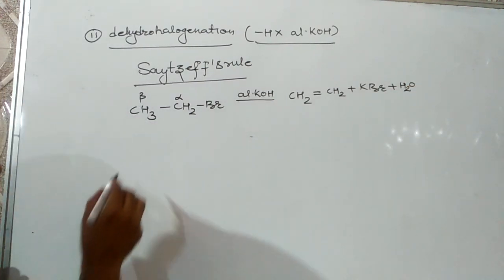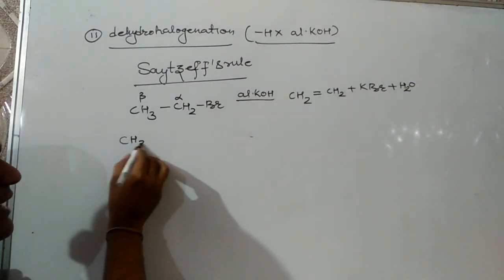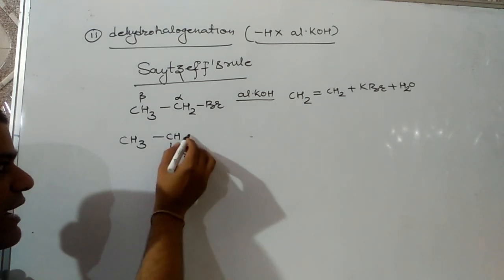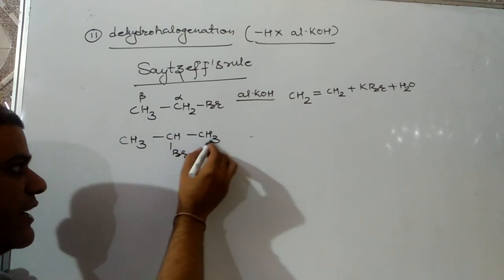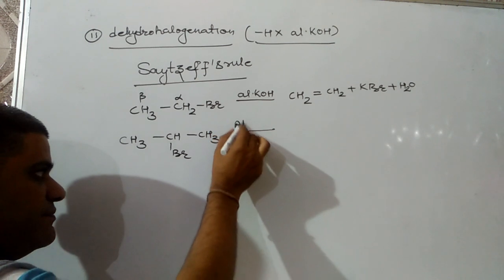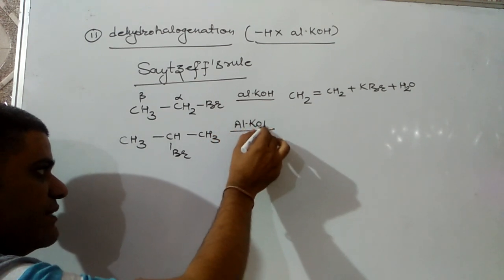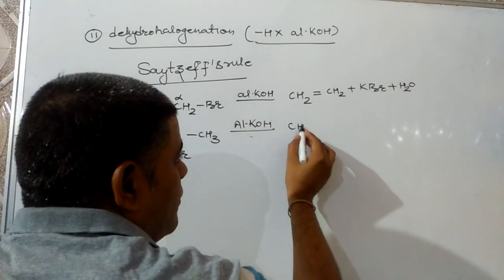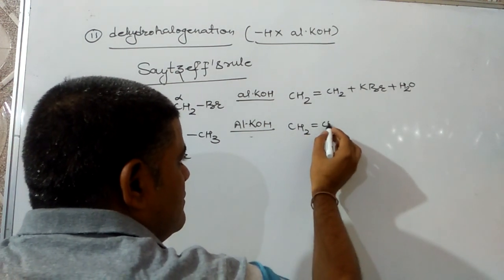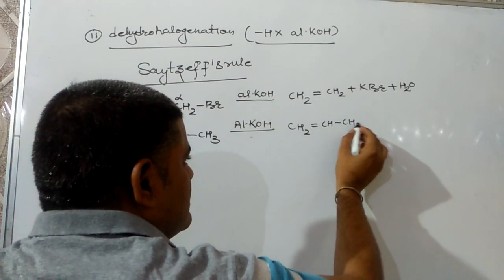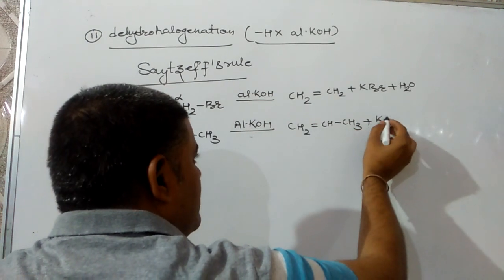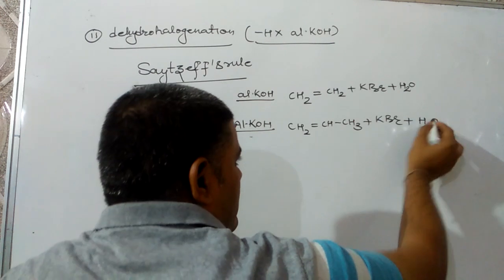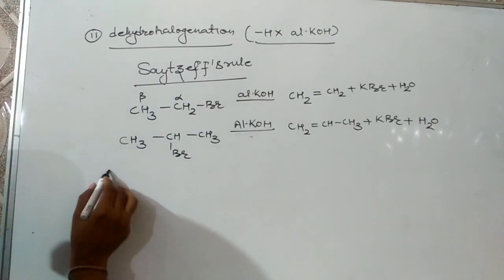Same way, if 2-bromopropane is there, and that can react with alcoholic KOH, here the product formed will be propene plus KBr plus H2O.